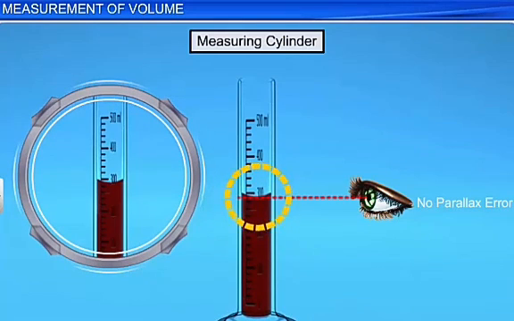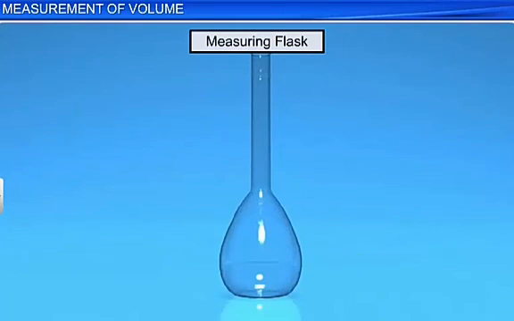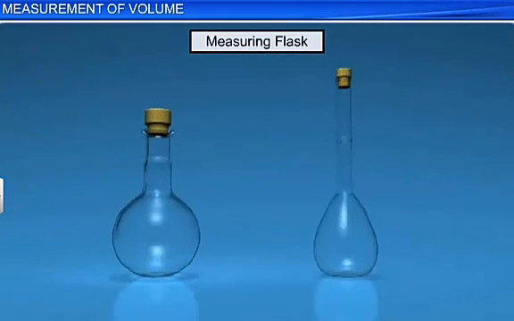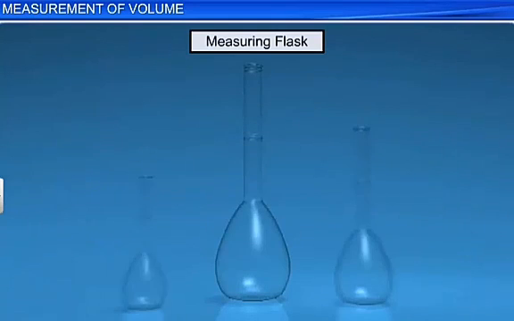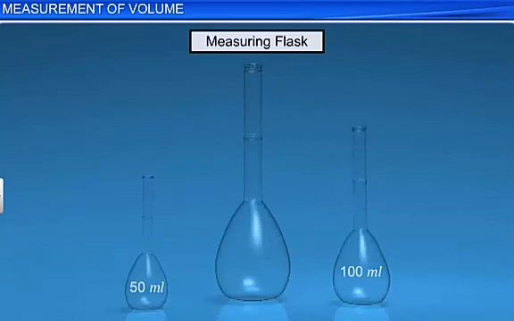Let us now look at the measuring flask. There are 2 types of measuring flasks, round-bottomed and flat-bottomed. The measuring flask consists of a long, narrow neck provided with a stopper. A graduation mark is etched on the neck. If the measuring flask is filled with a liquid up to the graduation mark, it contains a fixed volume which is indicated over the flask. Measuring flasks are available in different capacities like 50 milliliters, 100 milliliters, 250 milliliters, and so on.